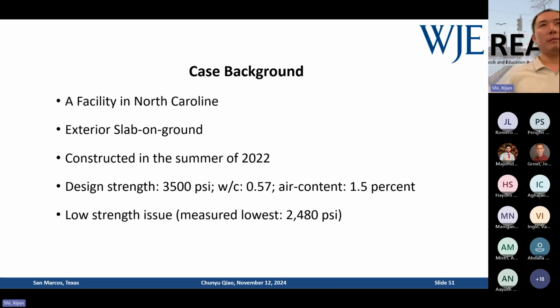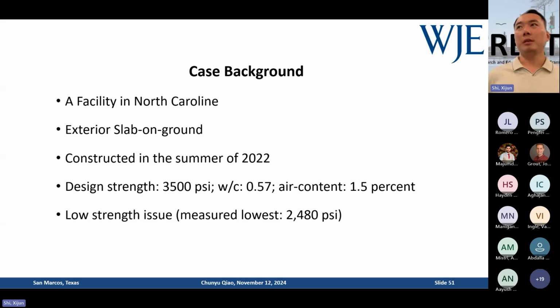So what is this case about? This is a facility in North Carolina, and this is new construction. It is an exterior slab on ground. Actually, it's a tennis court. This slab on ground was constructed in the summer of 2022.